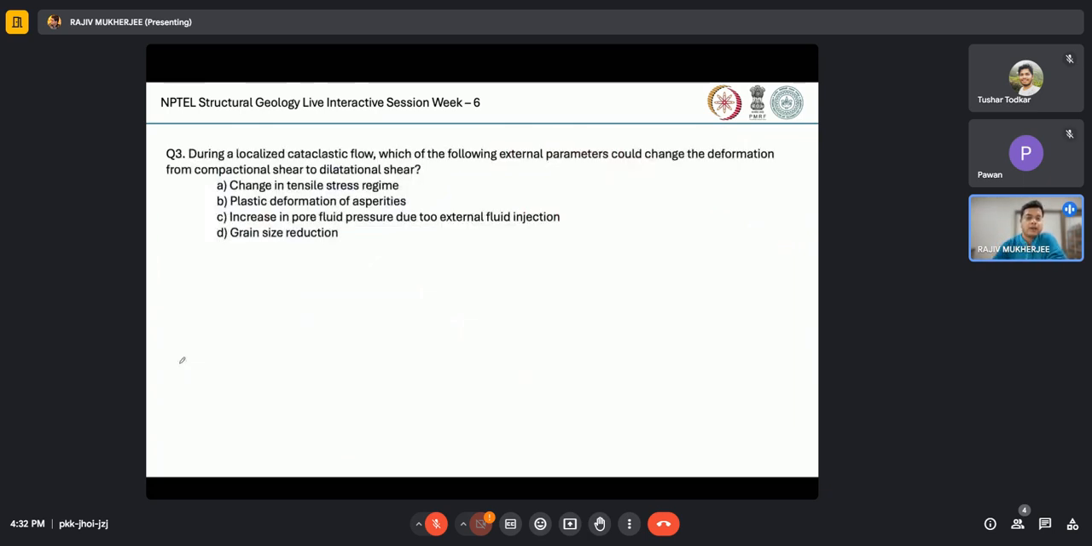So moving on to the next question, it says, during a localized cataclastic flow, which of the following external parameters could change the deformation from compactional shear to dilational shear? Option A is change in tensile stress regime. Option B, plastic deformation of asperities. Option C, increase in pore fluid pressure due to external fluid injection. And option D is grain size reduction. So which of these?